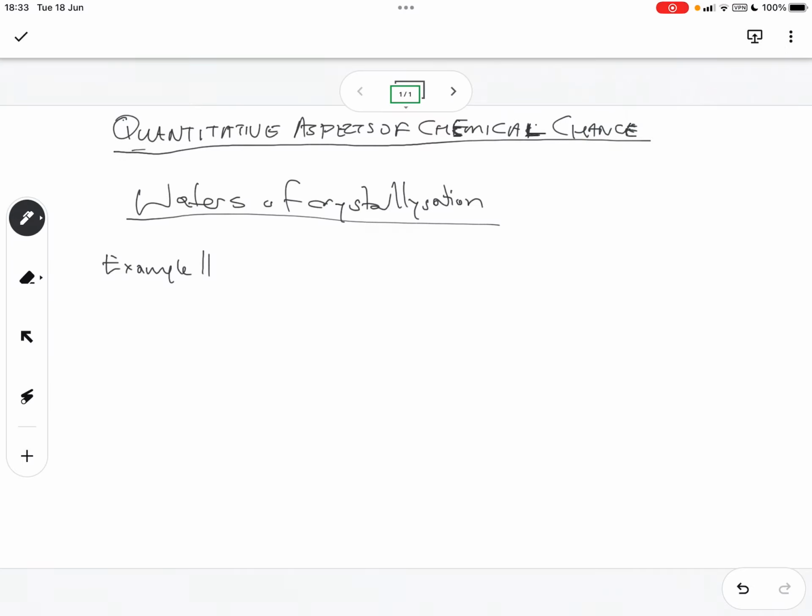So we have example 11 on page 347 of our Grade 10 Siyavula. I'm just referencing the book so that we know where we take it from. We are doing a problem here, waters of crystallization.